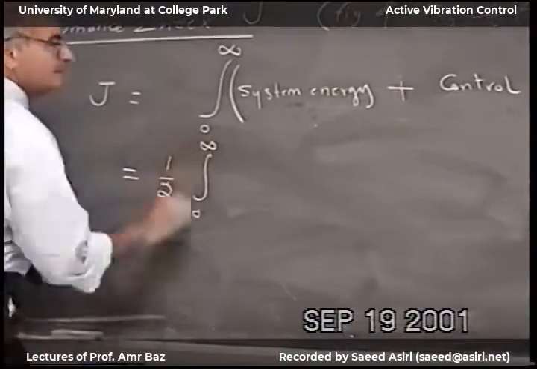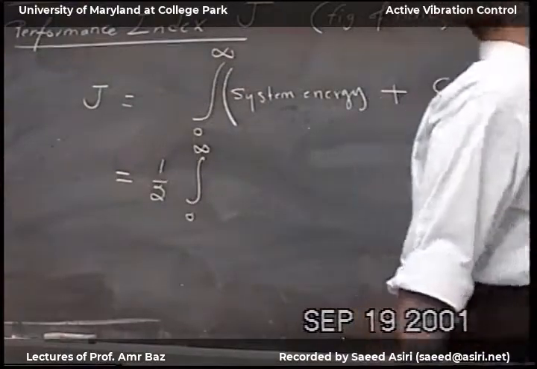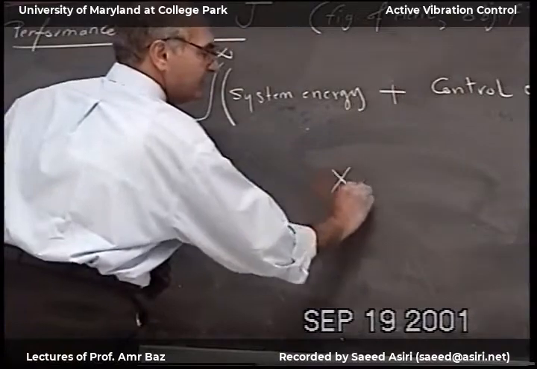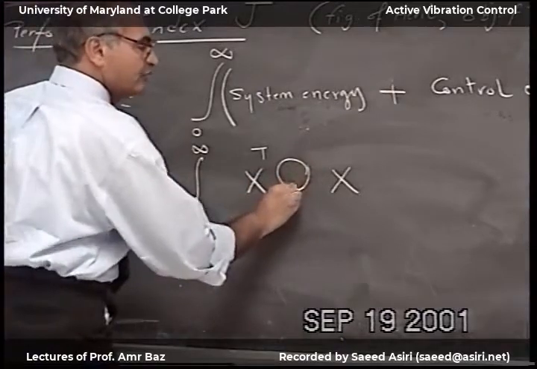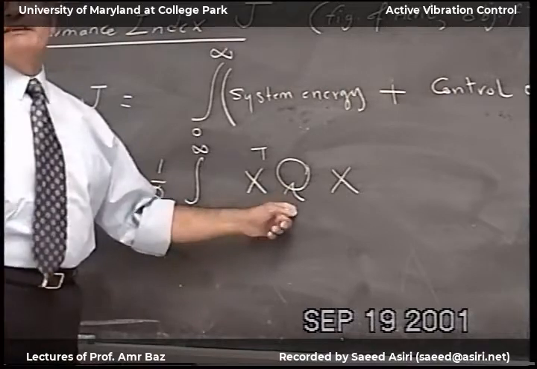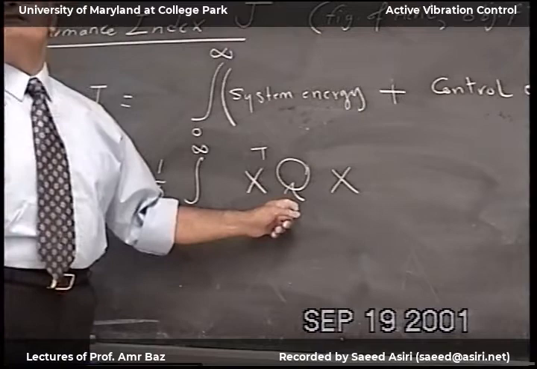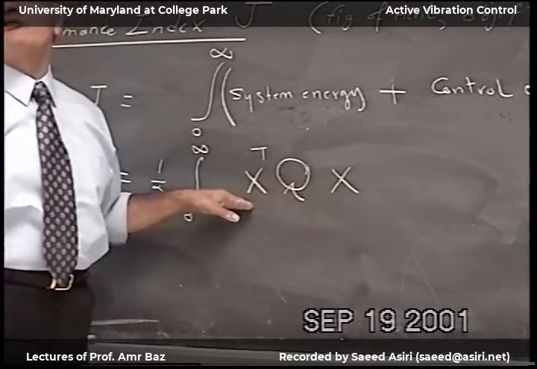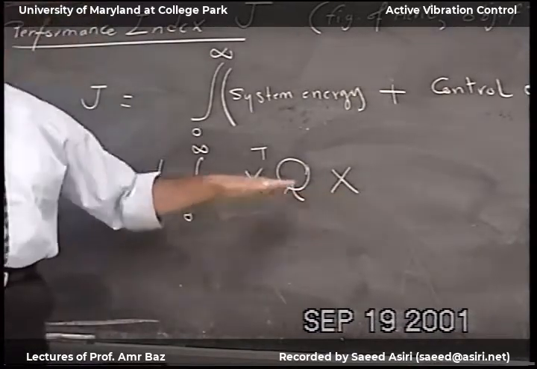Integral from 0 to infinity. System energy. The system has displacement and velocity. So now I'm going to make the energy, kinetic energy and potential energy. X and X transpose. And then in between them, I put a weighting matrix, Q. This matrix can be any matrix that you select. We can select this matrix to be the mass and the stiffness. So the multiplication will be the sum of kinetic energy and potential energy. But also you can select anything you want.